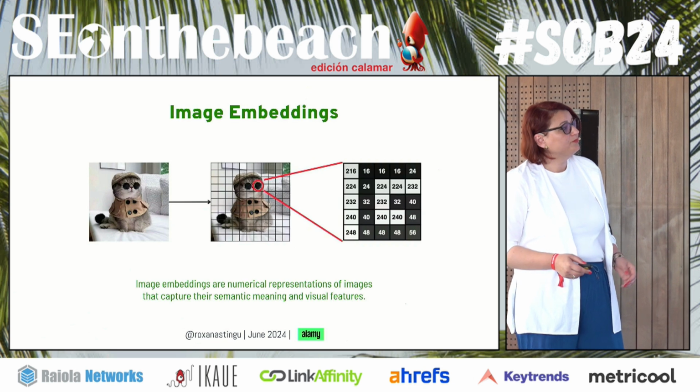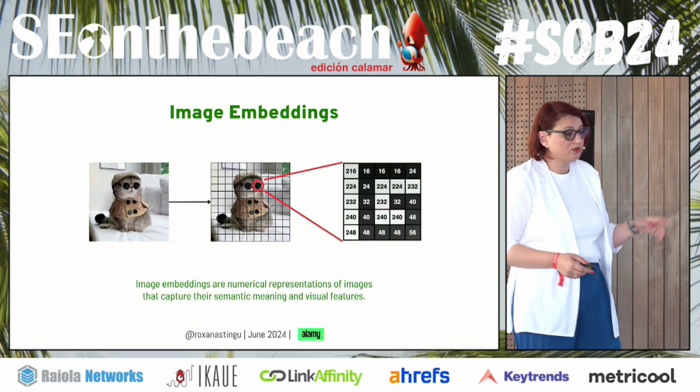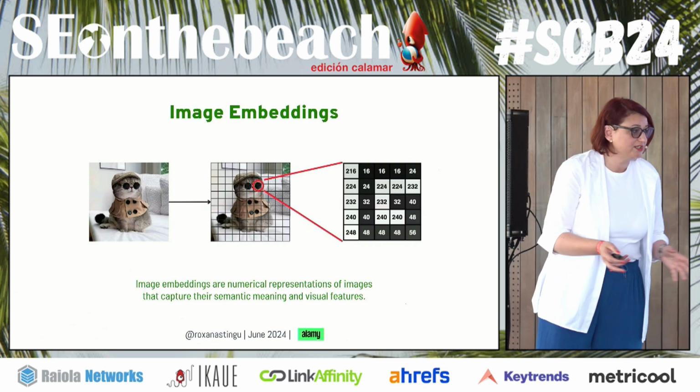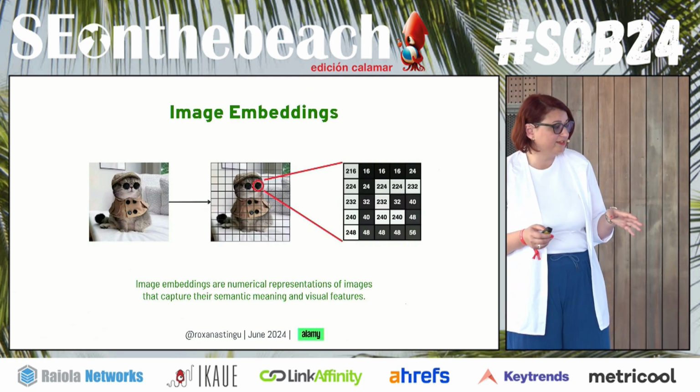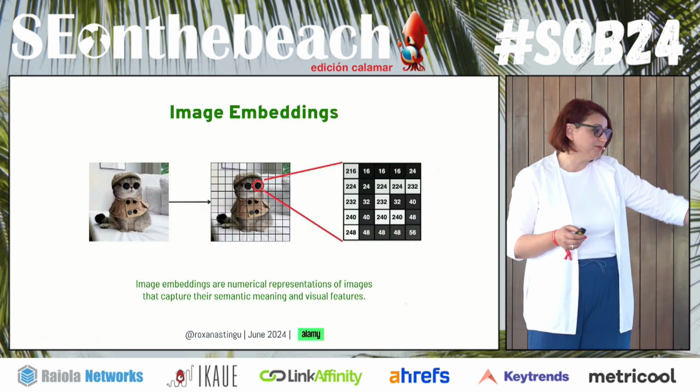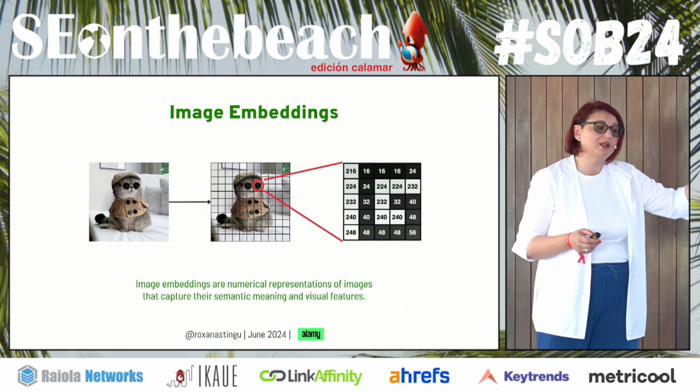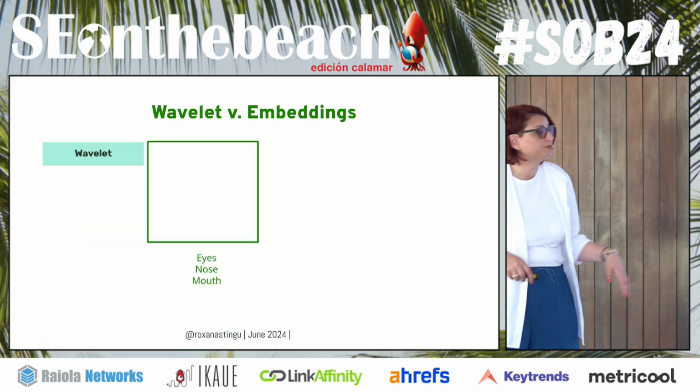Right. There's something in modern AI called an image embedding or vectorization, where you can pretty much create numerical representations of images and capture their semantic meaning as well as their visual features.